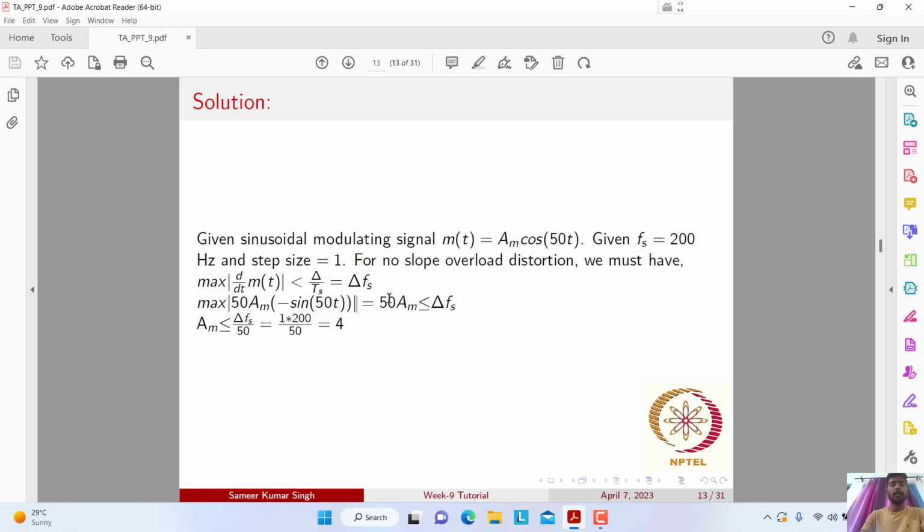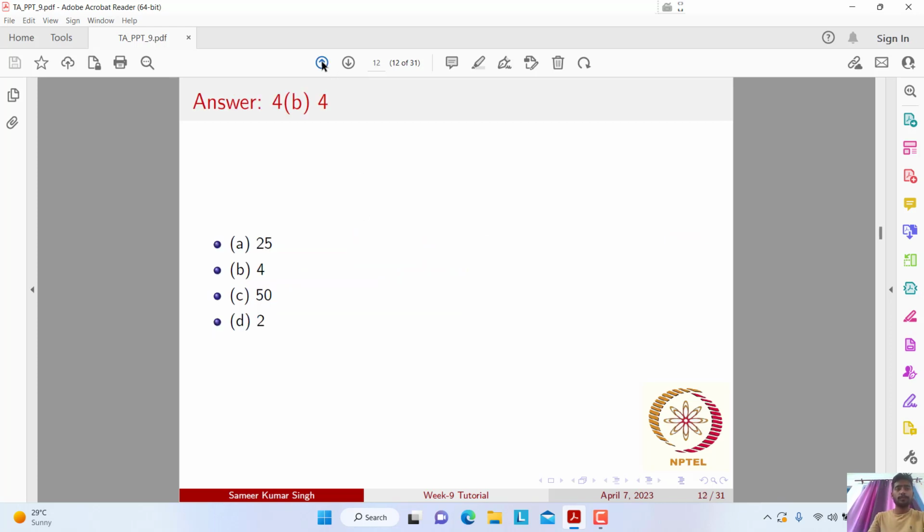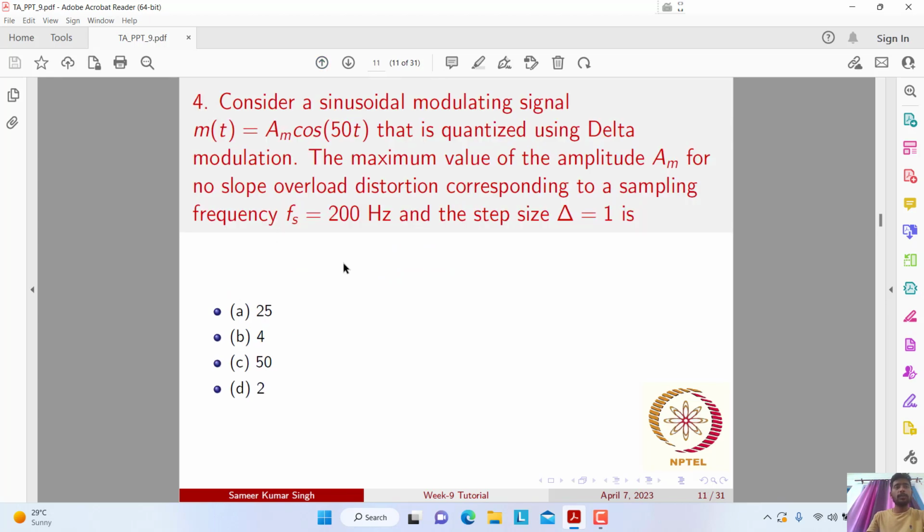We have to find the value of Am, so it will be delta times Fs upon 50. Fs is given as 200, delta is given as 1. Just put all these values and it will become 4. So the answer will be 4. So the answer is option B.